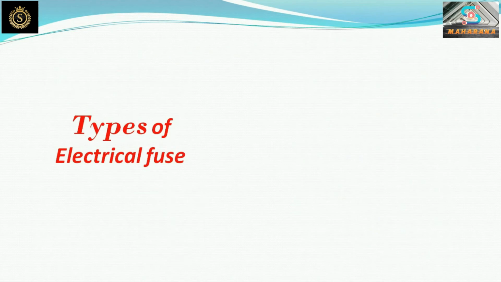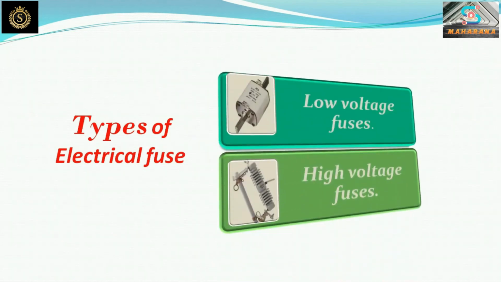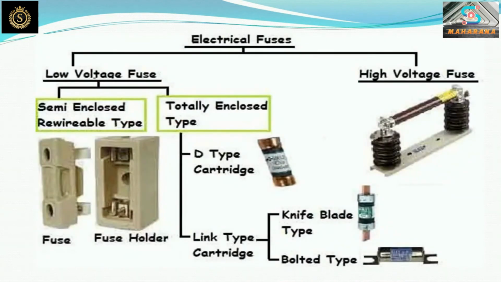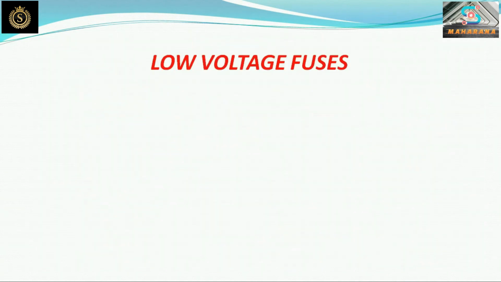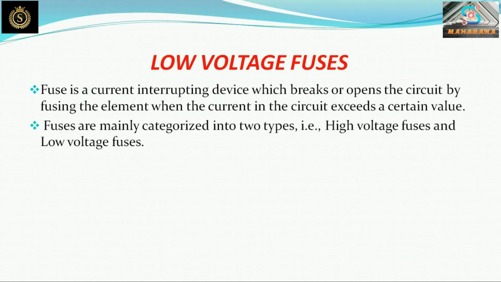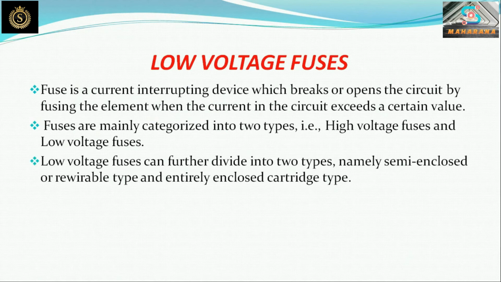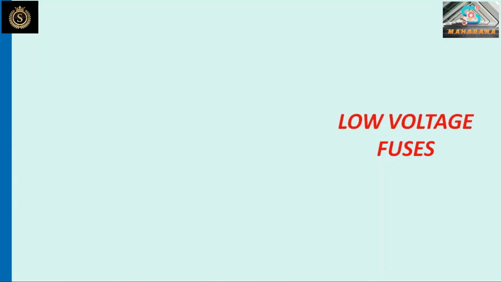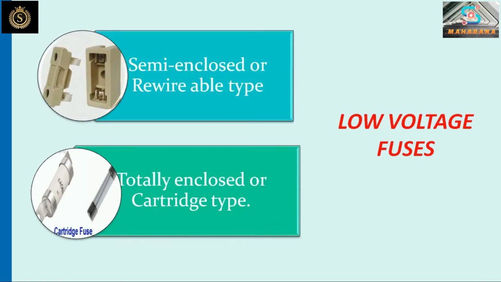Types of electrical fuse: low voltage fuses, high voltage fuses. Low voltage fuses. A fuse is a current interrupting device which breaks or opens the circuit by fusing the element when the current in the circuit exceeds a certain value. Fuses are mainly categorized into two types, i.e., high voltage fuses and low voltage fuses. Low voltage fuses can further be divided into two types, namely semi-enclosed or rewirable type and entirely enclosed cartridge type.